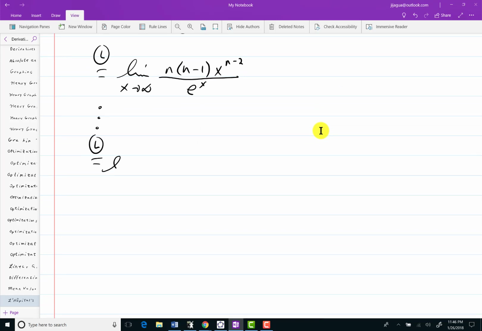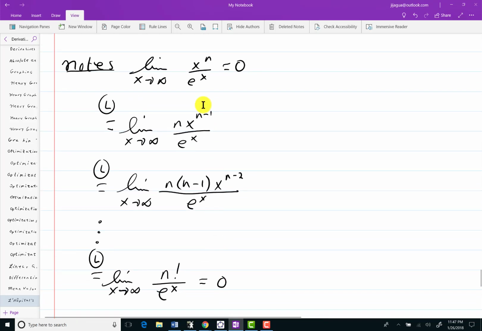until you arrive at this expression. Once you've taken out all the n's, you'll end up with n factorial in the numerator. The denominator will still be e to the x. Well, here you have a number divided by something going to infinity, so this equals 0, no matter what n is.